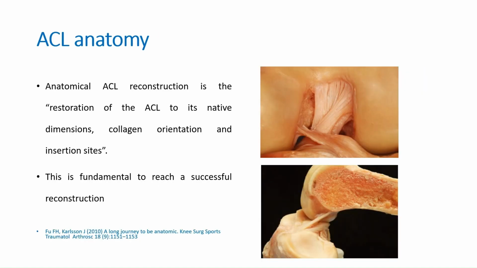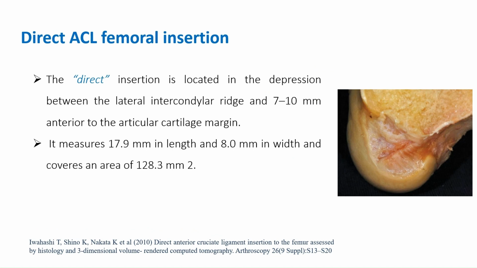The ACL, as we know, has different collagen orientations and has wide insertion sites on the tibia and the femur. And therefore, if we want to reconstruct an ACL, we want to try to be as close as possible to the anatomy. If we look at the insertion on the femur, the direct insertion is in the depression between the lateral intercondylar ridge and the articular margin. It's a wide area, almost 18 millimeters in length and 8 millimeters in width.